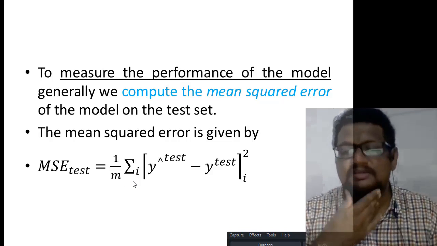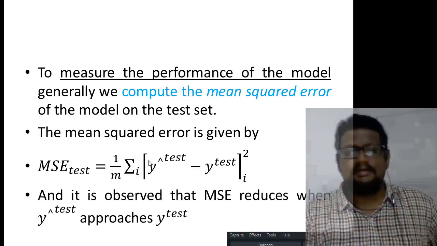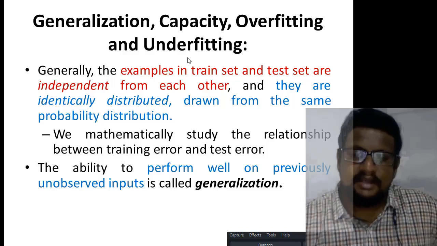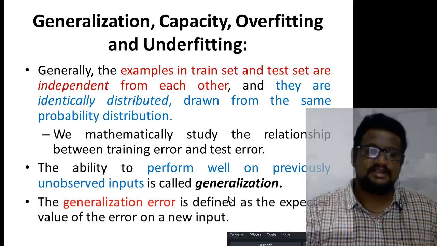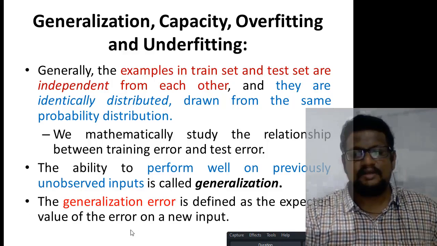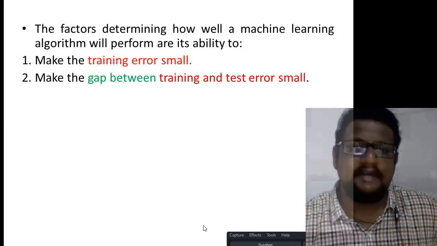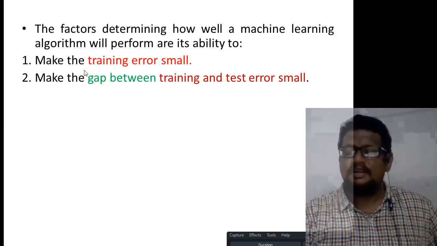A machine learning model typically has the intention to reduce the mean square error. And generalization in machine learning: the ability to perform well on previously unobserved inputs is called generalization. Generalization error is defined as the expected value of error on a new input.